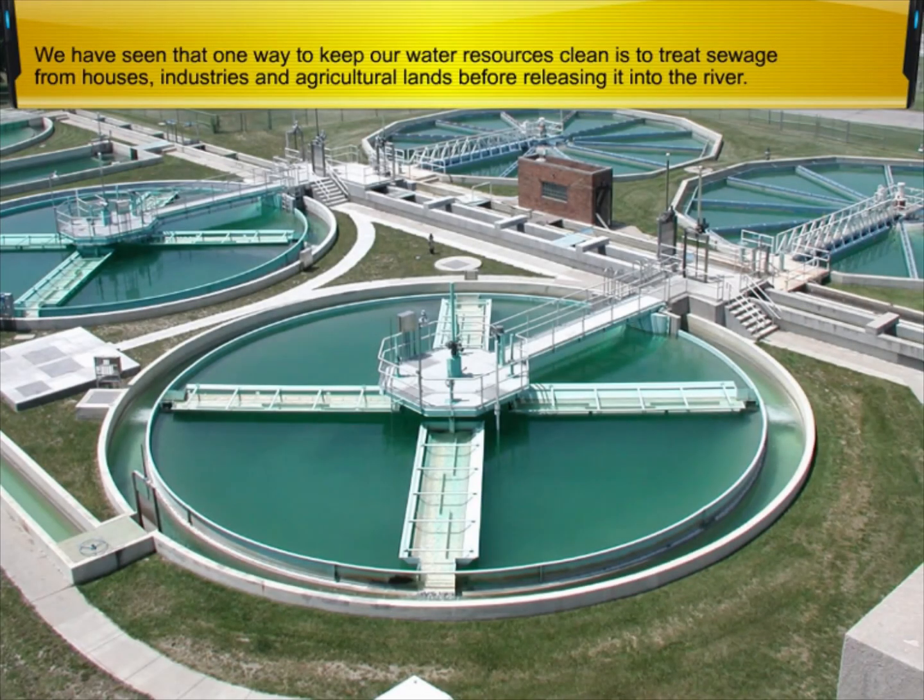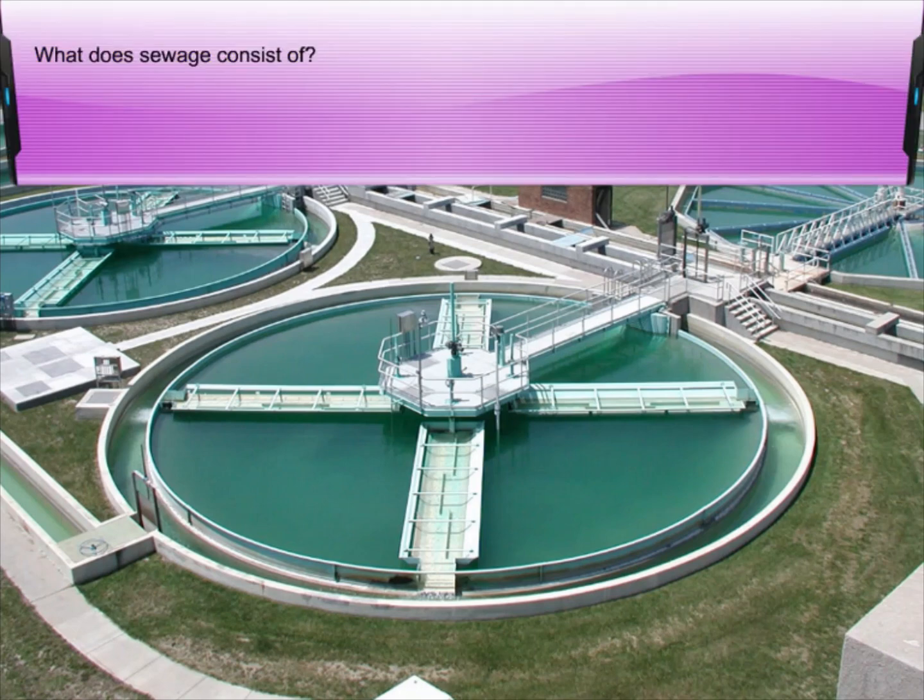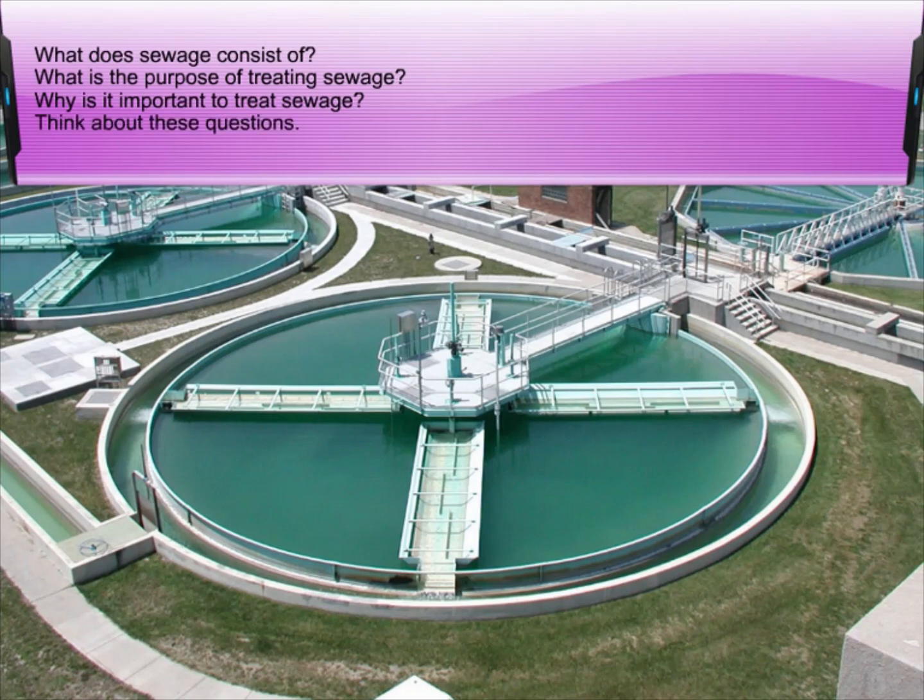We have seen that one way to keep our water resources clean is to treat sewage from houses, industries, and agricultural lands before releasing it into the river. What does the sewage consist of? What is the purpose of treating sewage? Why is it important to treat sewage? Think about these questions.